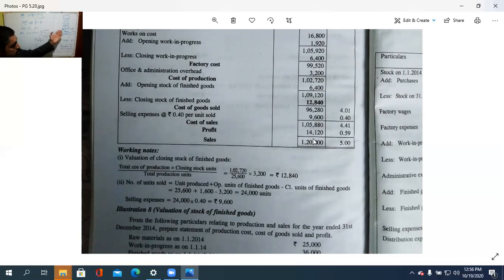We get the COGS and the closing stock of finished goods, then the normal way of calculating the costing. Number of units sold is equal to units produced plus opening units of finished goods minus closing units of finished goods. So 25,600 is the total production, 1,600 the opening units, and 3,200 the closing units. So the net value is 24,000 units, and we use that 24,000 for the per unit cost, and finally we reached the profit of 14,130.